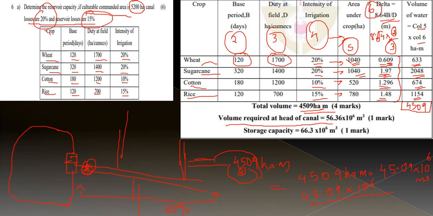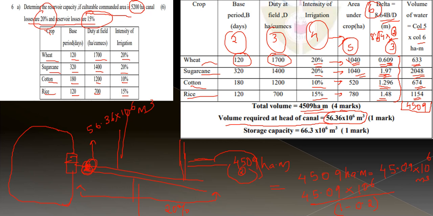In a similar manner that we did in the previous problem, you can take it as 45.09 into 10 raised to 6 divided by 1 minus 0.2, that's equal to 0.8. So 45.09 into 10 raised to 6 divided by 0.8 will give you the value of water required at the head of the canal as 56.36 into 10 raised to 6 meter cube. So that is water required at the head of the canal. That is to be opened from the reservoir.